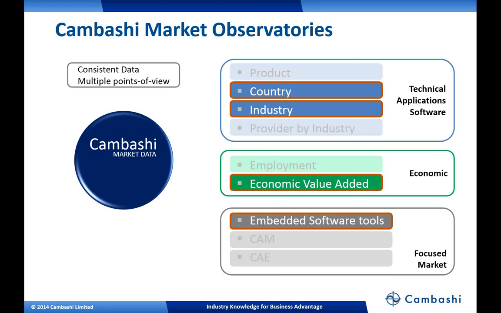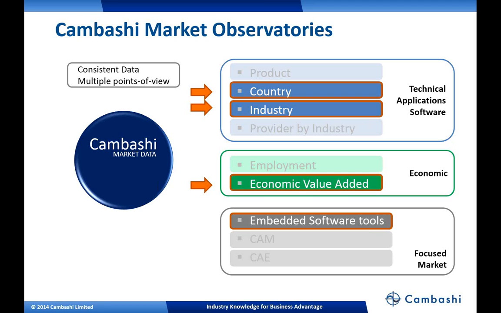Today we're going to look at just four of these observatories: the country, industry, value-added, and the embedded software observatories. The country observatory covers spending on technical application software in over 60 countries, both historic and forecasted, for four key application segments: AEC, manufacturing, geospatial, and visualization. The Industry Observatory provides a view of the spending by end users on technical applications in more than 100 industries for each of over 50 countries.